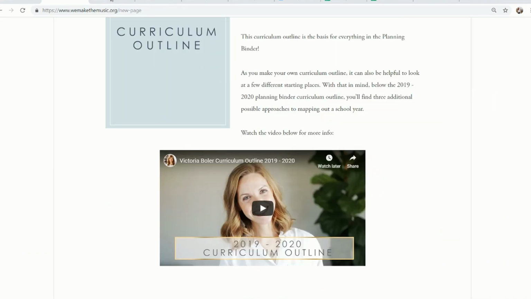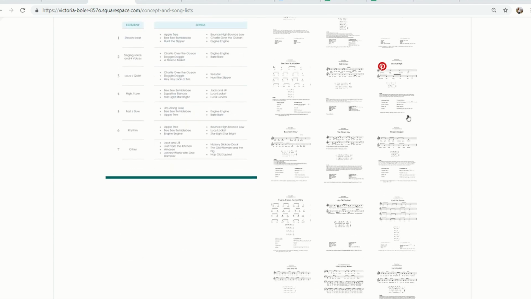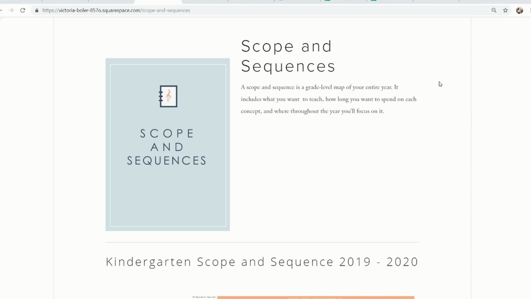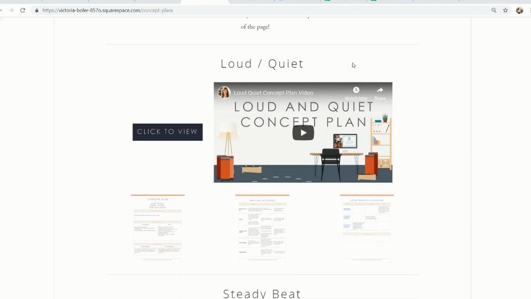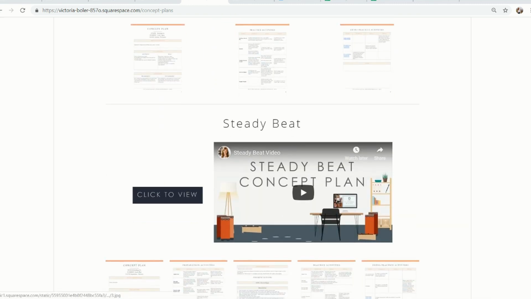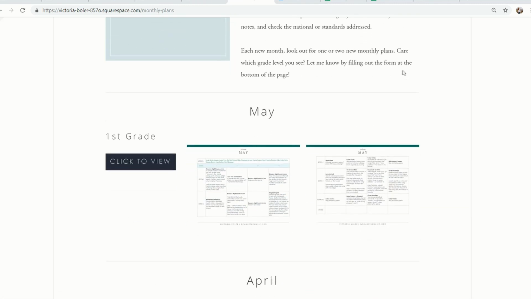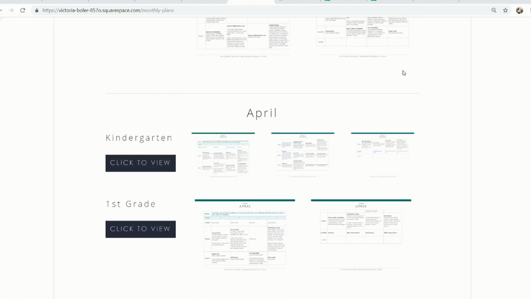It has a concept and song list for each grade level that includes the sheet music as well. It has scope and sequences for kinder through third grade. It has concept plans for individual concepts and monthly plans, so you can see how the activities are broken down and sequenced throughout the month. So now let's look at a possible Kodaly sequence and a possible Orff sequence for your curriculum outline.